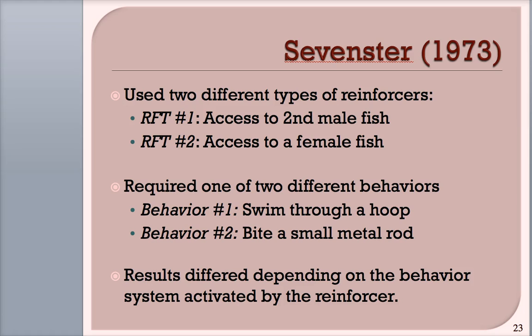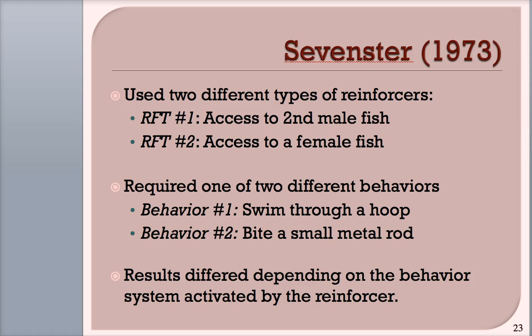Some of the fish receive access to males. Other fish receive access to females. And they want to see which one is more likely to learn to swim through the hoop. The other behavior that he uses is a small metal rod suspended into the tank, and the goal is to get the fish to bite the rod. And so they're using shaping techniques, moving the fish closer and closer, but they're using either access to a male or access to a female. And the results that you get depend on both which behavior and which reinforcer you're using.